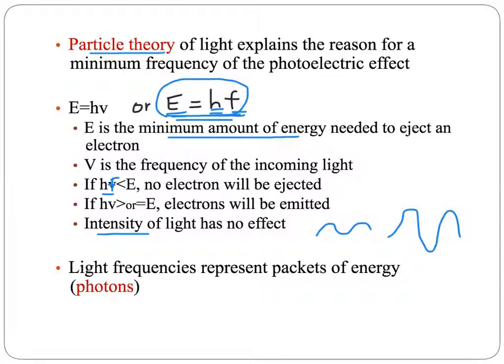So light frequencies are understood to represent packages of energy, and we call those packages photons. And the different wavelengths of light then have different size photons. The photon for a red wavelength of light is different than the photon for a blue wavelength of light. The photon for red would have less energy in it because red light has less energy than blue light.